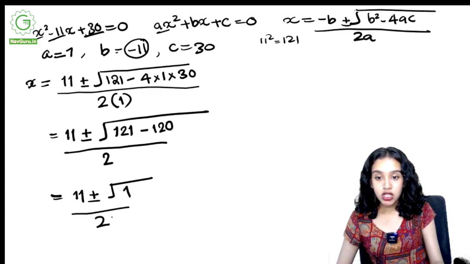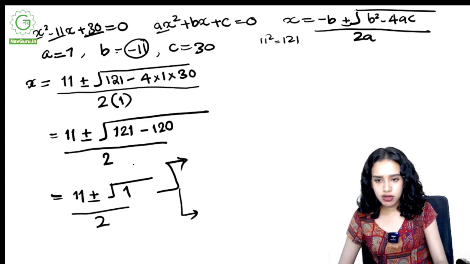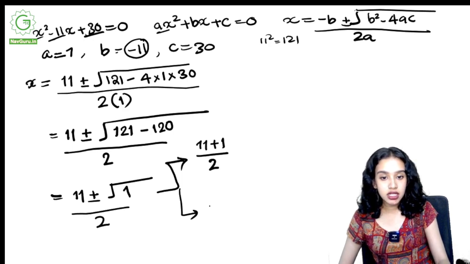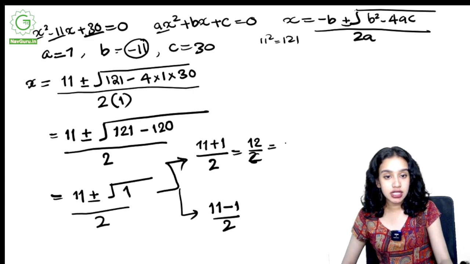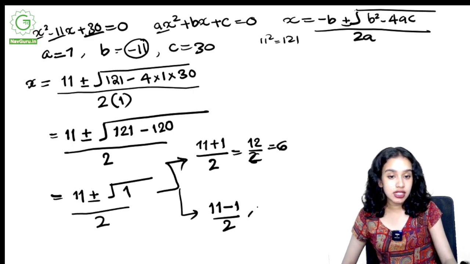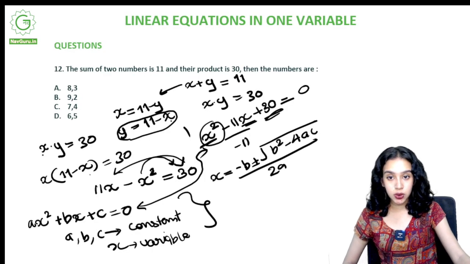By 2. So this would have two options. Root 1 is 1, right? So we could write it as 11 plus 1 by 2, or another solution is 11 minus 1 by 2. So what is 11 plus 1 by 2? It's 12 by 2, that is 6, or otherwise 11 minus 1 by 2, which is 10 by 2, which is equal to 5. So 5 and 6 are the solutions for this equation.